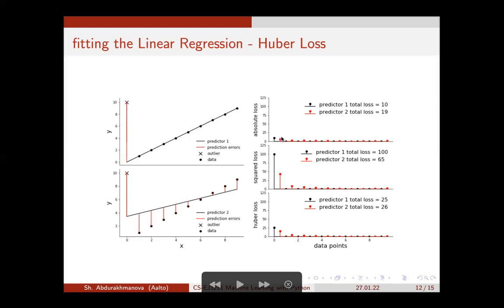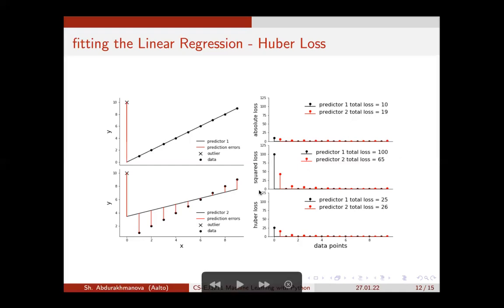So we can see those are the errors for each data point, and then we compute the sum of these losses. According to absolute loss, the total loss for predictor number 1 is 10, and for predictor number 2 is 19. So if we use absolute loss, we will have to choose predictor number 1 as the best performing.